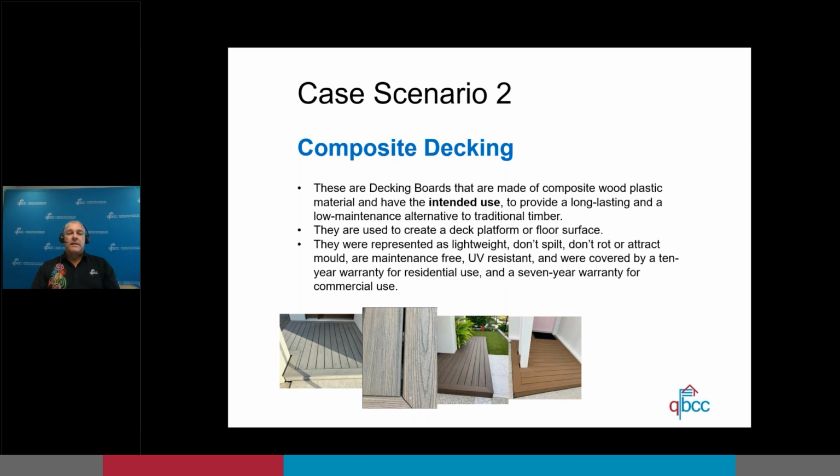With this one, it had an intended use that they said it would provide a long-lasting, low-maintenance alternative to timber, and it's used to create a platform or a deck. The matter we looked at, whilst those example photos that I took showed decks close to the ground, included decks close to the ground, decks at normal height, decks around a swimming pool, and they even had a few that were used around swimming pools on units. So it was represented to be, as you can see there, lightweight, doesn't split, doesn't rot, all that sort of stuff, maintenance free and covered by a long warranty.